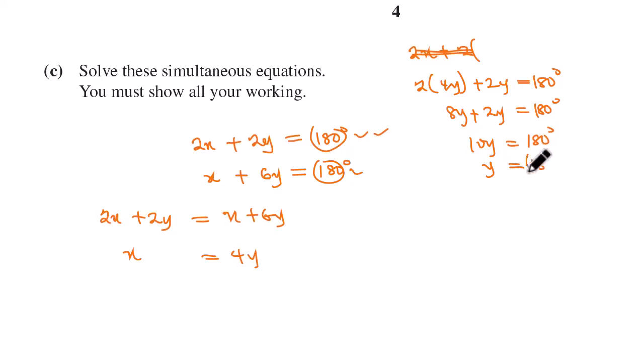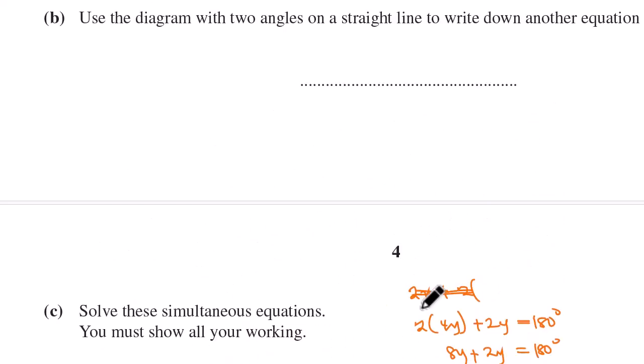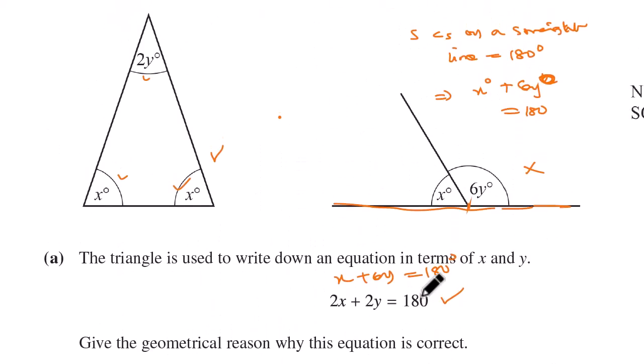And if y is 18, bring it back into this place to get x. That will be 4 into 18. That should give you 72. Therefore, x is equal to 72 and y is equal to 18. You can quickly use any of the diagrams to confirm. So if you come here, x is 72 from what we got.